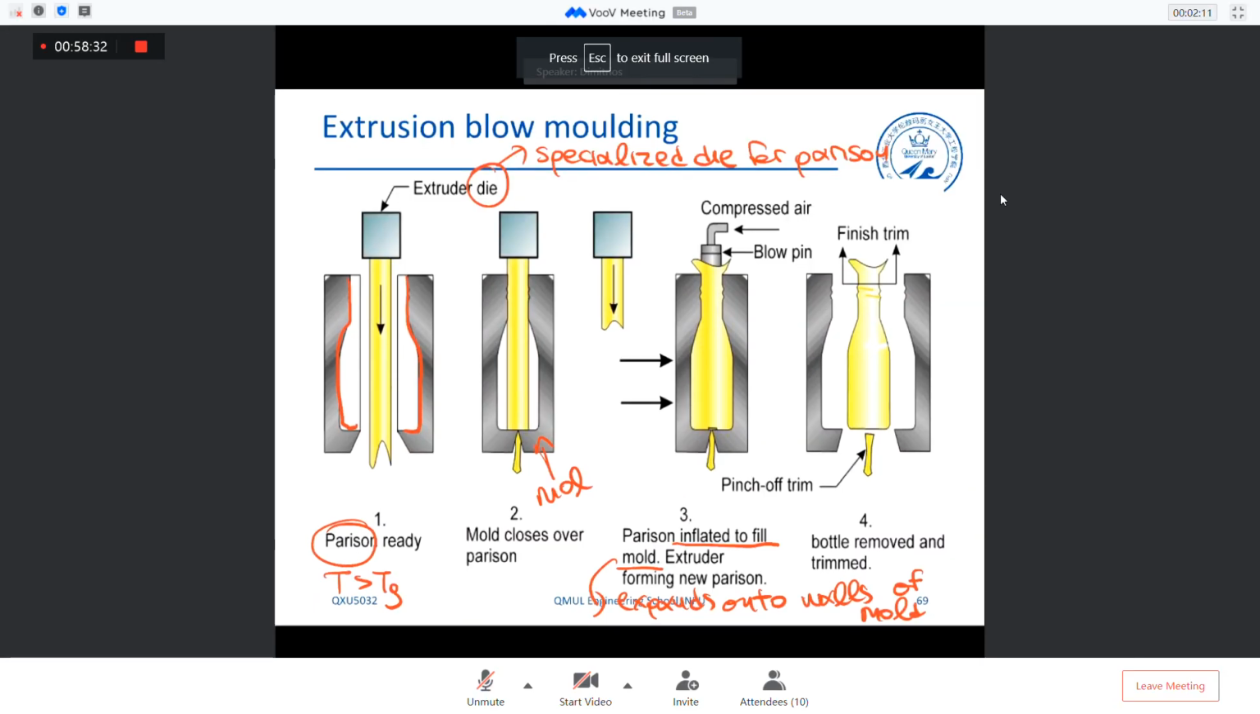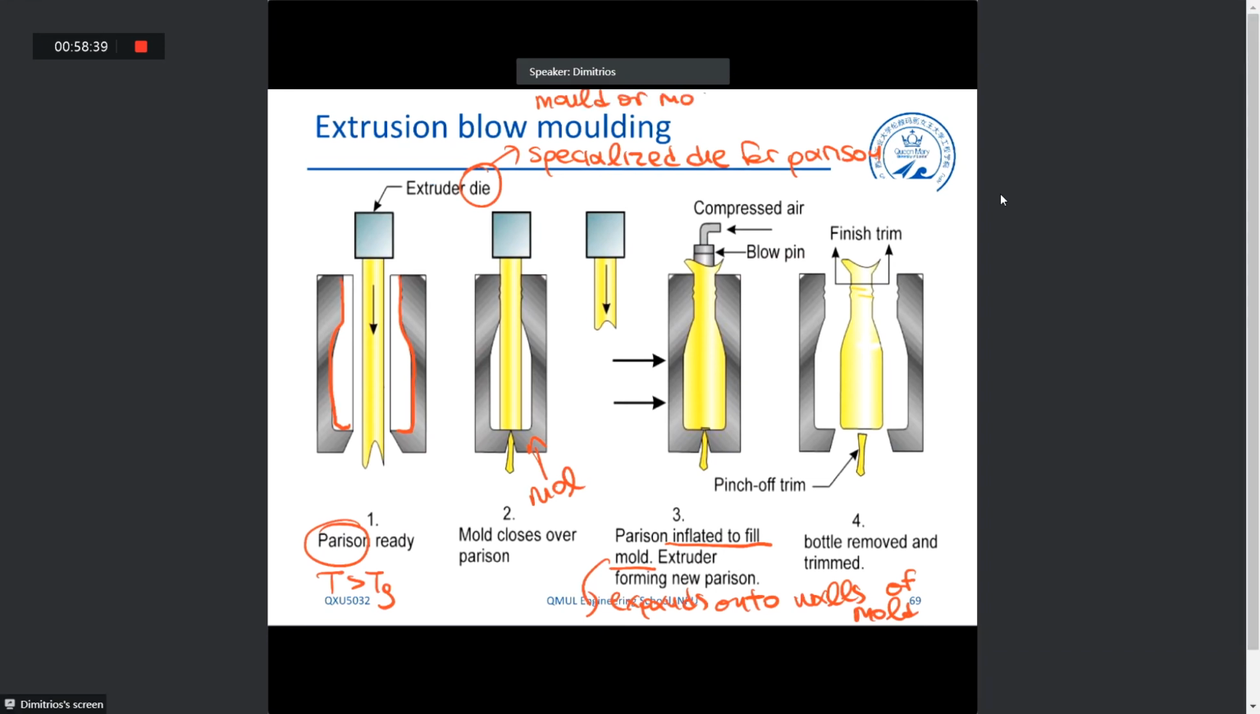Every time something different. So again, I repeat, the extruder fabricates this parison, which is soft. Okay, it's not molten completely, but it's not liquid. So the mold closes over the parison. We have the compressed air. The air makes the parison expand towards the ends of the mold, the sides of the wall, and then we have this bottle that is produced. That afterwards, with certain specialized knives, we cut the excess material.